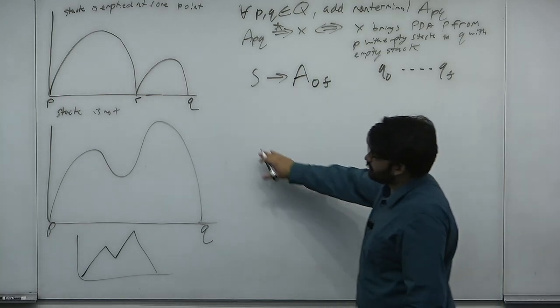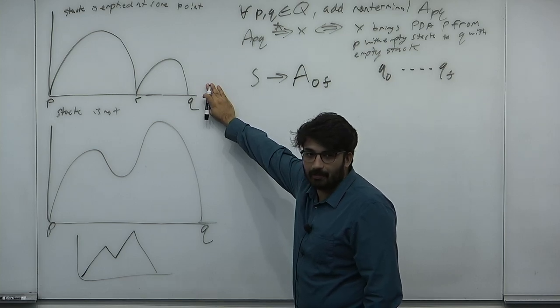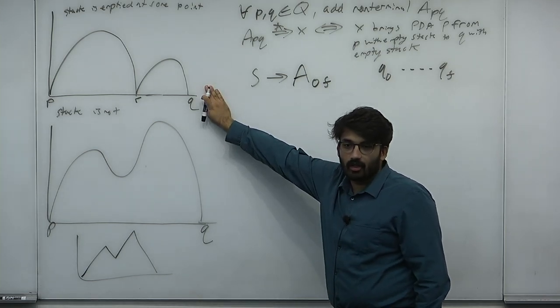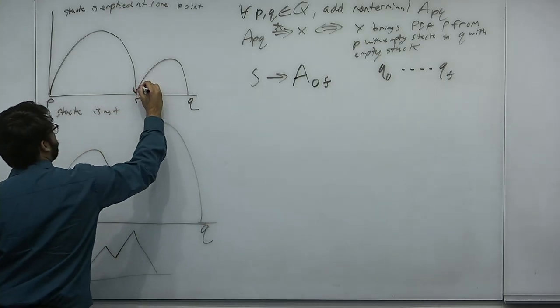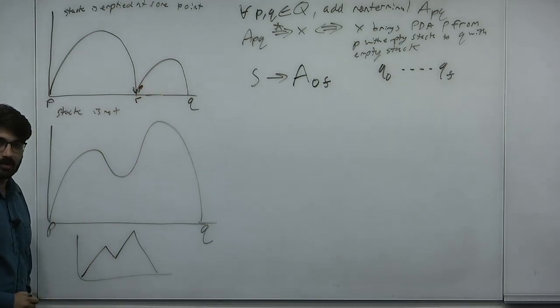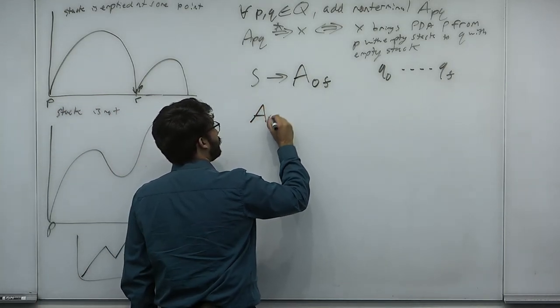Let's go to our two cases. In the first case, the stack is emptied at some point R, going from P to Q. That means you are popping something when you enter R and then pushing something when you leave R, in the computation from P to Q. What kind of production should we add for APQ?